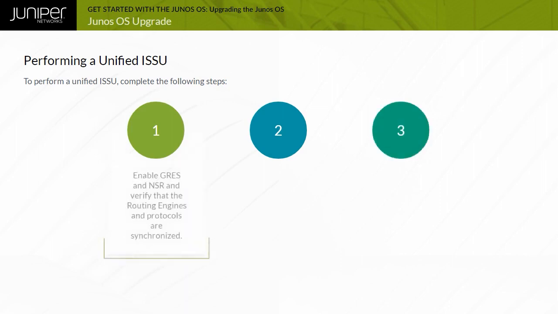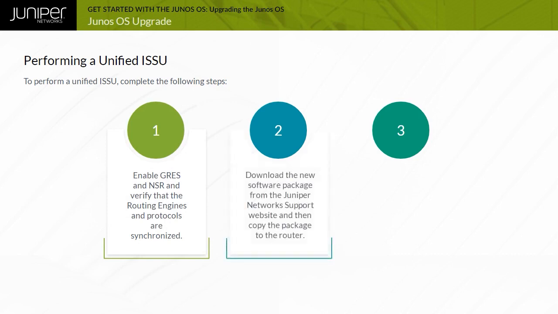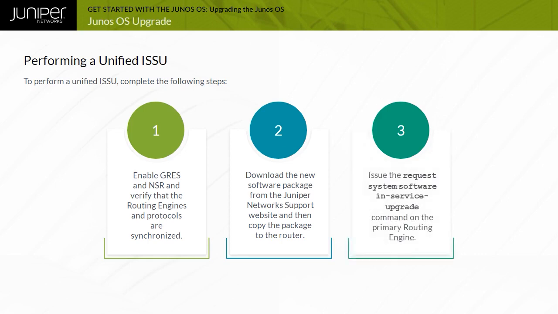The high-level process steps for performing a unified ISSU are: 1. Enable GRES and NSR, and verify that the Routing Engines and protocols are synchronized. 2. Download the new software package from the Juniper Networks Support website, and then copy the package to the router. 3. Issue the request system software in-service-upgrade command on the primary Routing Engine.